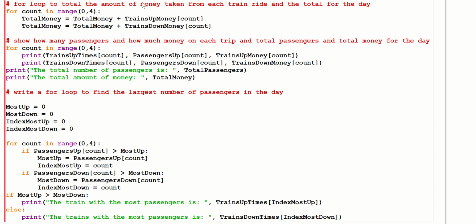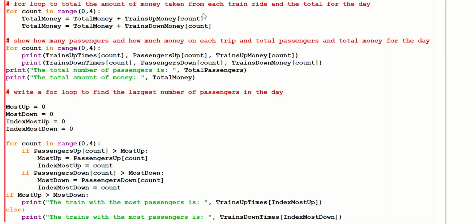Over here, the for loop does this 4 times. Total money equals total money plus chains up money, the money for the up chain: 0, then 1, then 2, then 3. And then for the next one, total money equals total money plus chains down money.